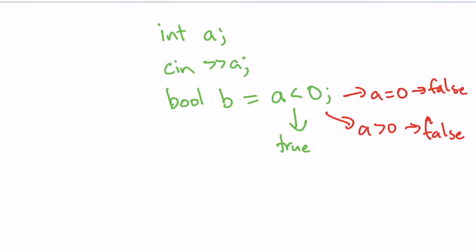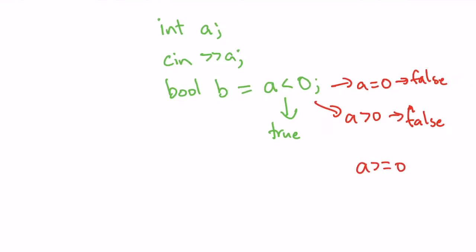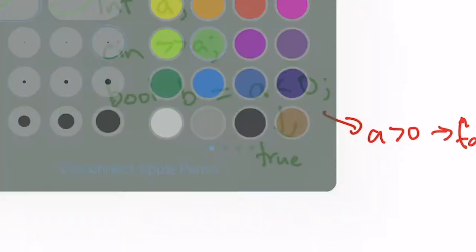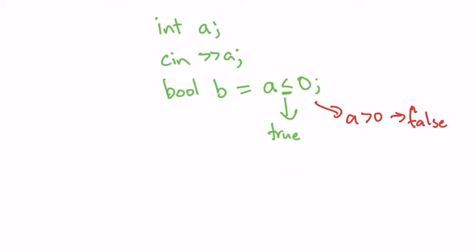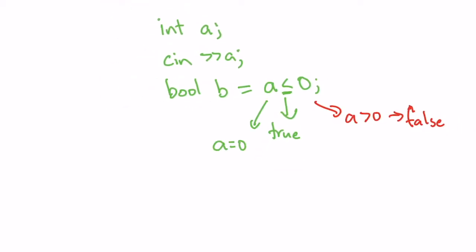So basically, if a is greater than or equal to 0, then we get false. But let's say we wanted to make this so that if a is equal to 0, then we want to get true. So what we can do is replace this less than sign with a less than or equal to sign. Then if a is equal to 0, we'll get true. Okay, great.